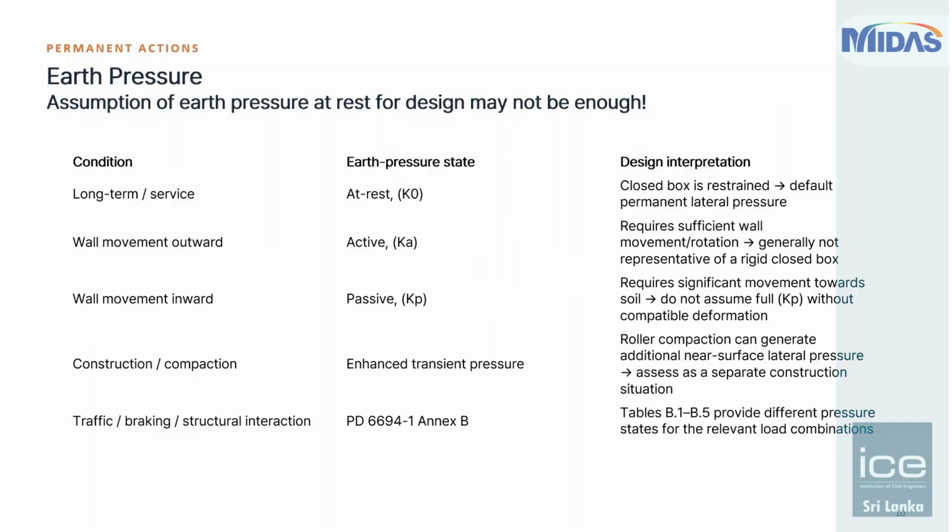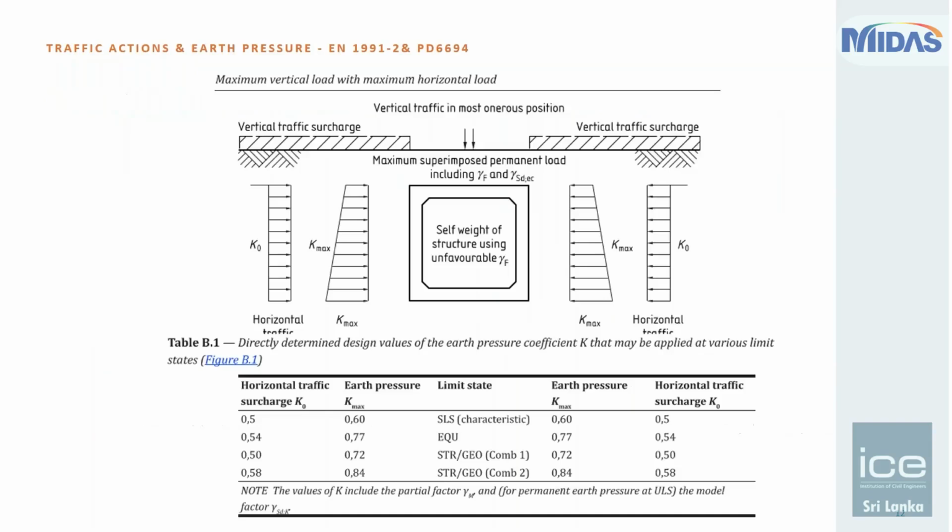Whatever be the case, this will lead to a difference in the earth pressure estimates, or the earth pressure loadings that we have estimated. So when we look at PD 6694, it has suggested multiple cases to account for such variations. In total it has suggested 5 cases. One would be the maximum vertical plus maximum horizontal case. Here, heavy traffic or surcharge is expected while the box is under maximum overburden pressure. This is typically important for maximum overall structural action, right? And the code has suggested the earth pressure coefficient itself, along with the horizontal traffic surcharge, of K naught values for the different load combinations or limit states of SLS, equilibrium, and strength.